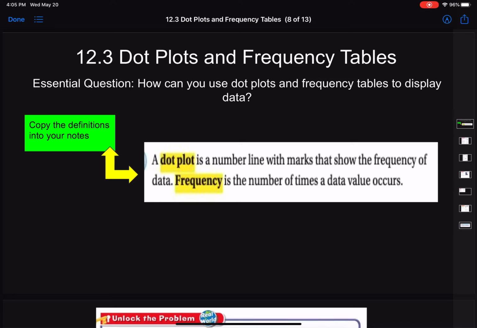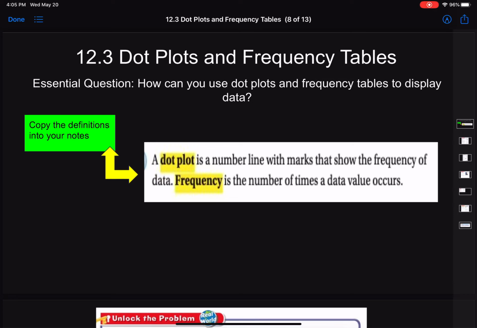All right, on to one of your final lessons, 12.3, dot plots and frequency tables. A dot plot's a number line, and it's gonna have dots on it, like above it. You're gonna have stacks of dots above numbers. And then frequency, you're looking at how often something happens. How many times does that number occur?